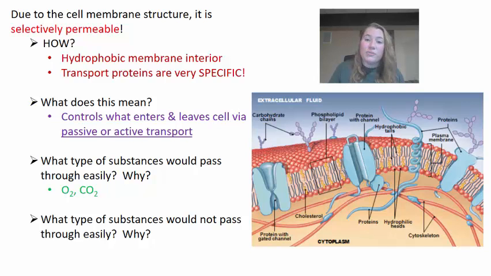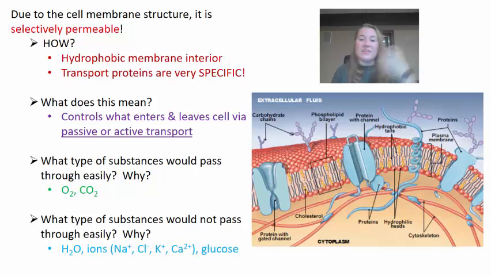Substances that are not able to go through there would be anything that's polar or way too big to just fit between the phospholipids. These would be things like water, which is slightly polar, any type of ion that has either a positive or a negative charge, or something that's really big, such as glucose. Now together, all of these pieces make up the cell membrane, and you need to understand why it is so incredibly fascinating.